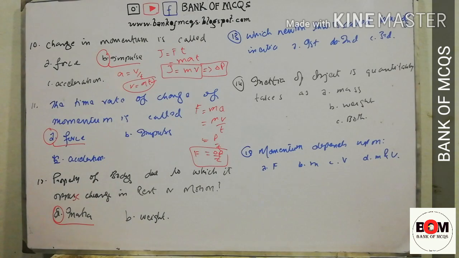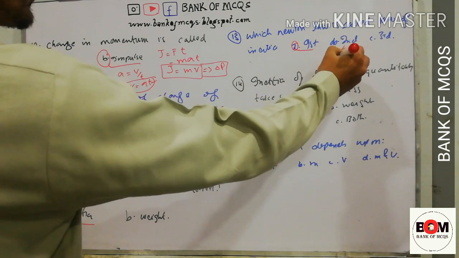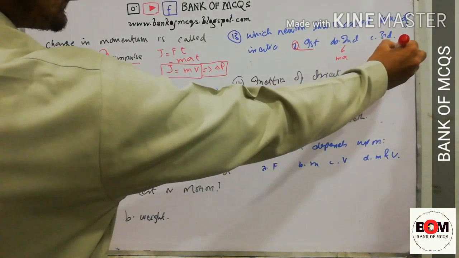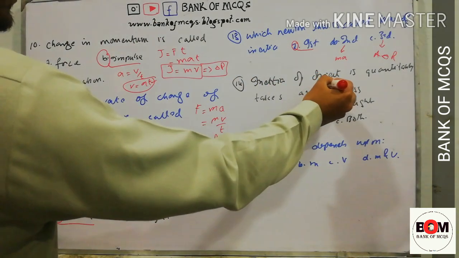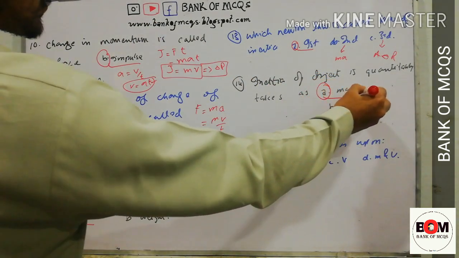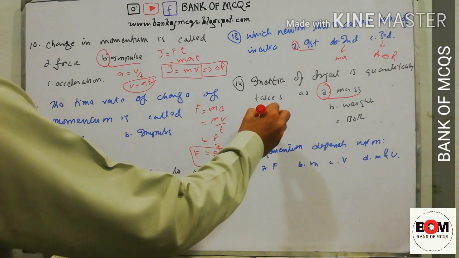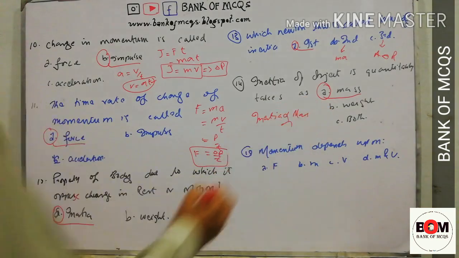Number 13, which Newton's law is also called the law of inertia? Newton's first law is called the law of inertia, while the second law is about F is equal to ma, and the third law is about action and reaction. Inertia of a body is quantitatively taken as mass, weight or both. Inertia of a body is quantitatively taken as mass, and it is totally dependent on mass. Greater the mass, greater the inertia.